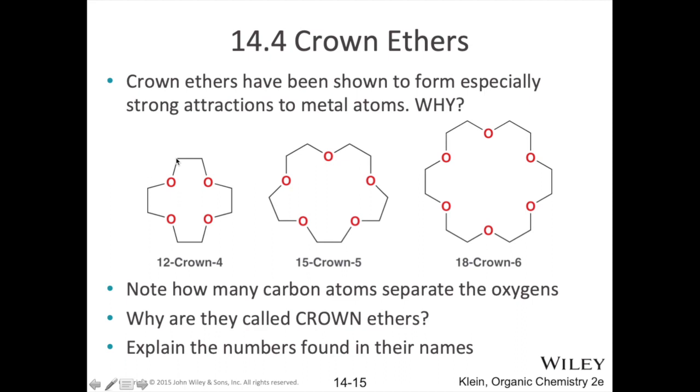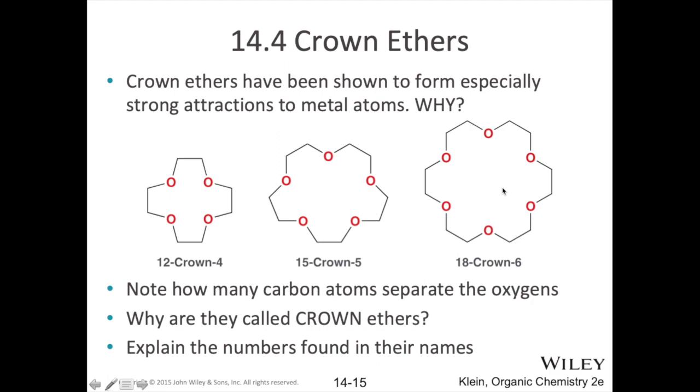So when I say total number of atoms, I'm excluding the hydrogens. I'm talking about things that specifically form the ring itself, not the things branching off of it. So we've got 12 carbons and oxygens forming this ring, so that number goes in front, and out of those 4 are oxygens. That's the number that goes at the end. So that's how we get different types of crown ethers here.